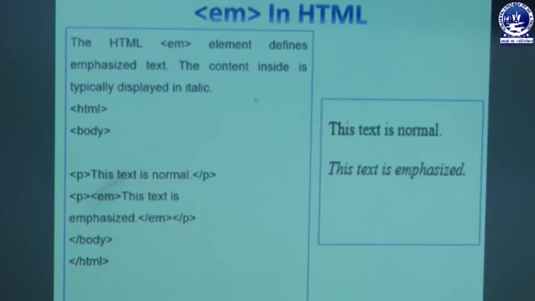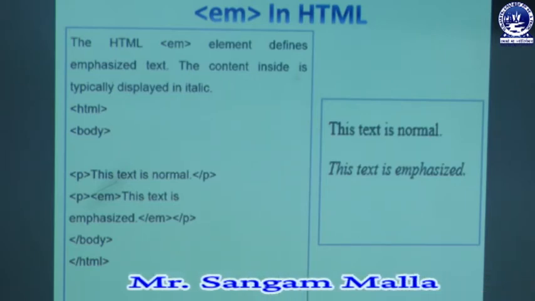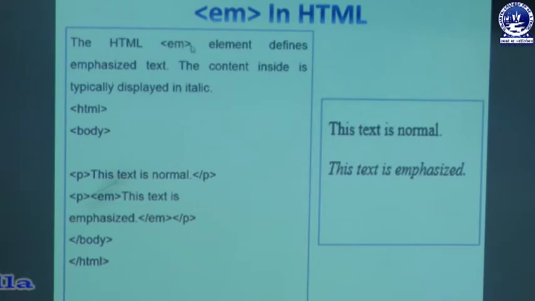So now we will be moving to the EM tag. The HTML EM element defines emphasized text. The content inside is typically displayed in italic. That means whenever we want to emphasize a particular text from a group of text, a sentence or a phrase, we can use the EM tag.